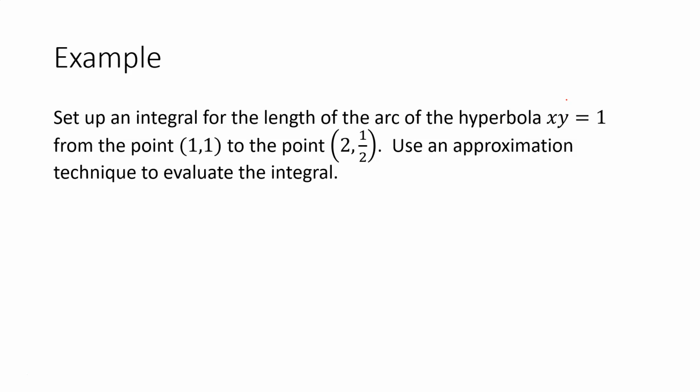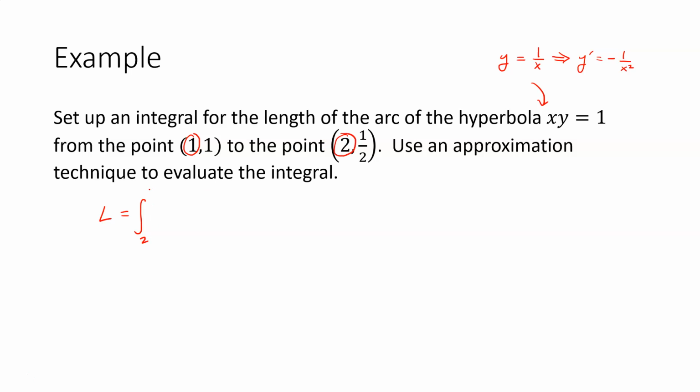So let's first start by noticing here that we need to write y equals 1 over x, and then we get our derivative. When I take the derivative of x to the negative 1, we would get negative 1 over x squared. So the arc length will be the integral. Now notice I've written y as a function of x, so we're going to integrate with respect to the x coordinates.